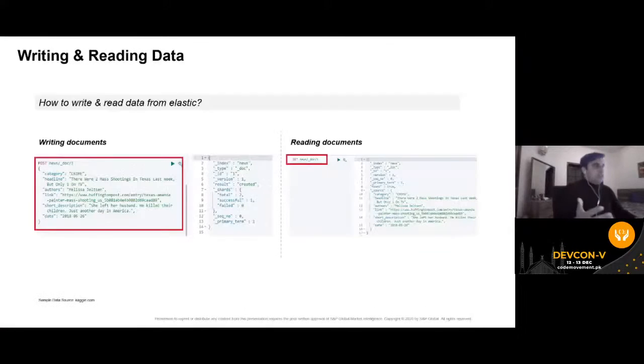How to write data into Elastic and how to read. It's pretty simple. The data which you want to write to Elastic has to be in JSON format. If it is not, you can easily convert it. So you just issue a POST command to the index.